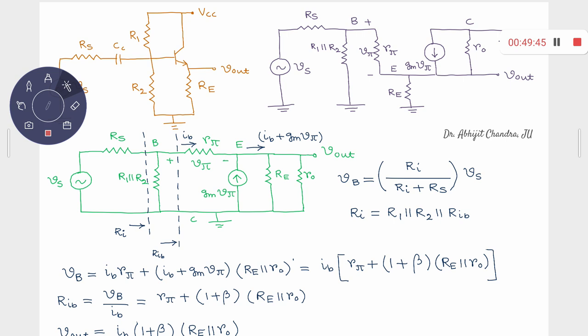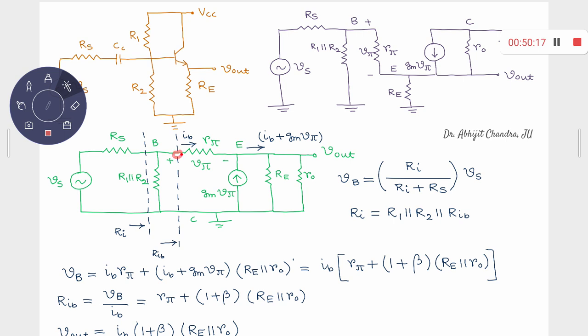Because now I can use these two parameters interchangeably, gm Vpi, or beta times Ib. So this is Ib, this is beta times Ib, this total current is (1 plus beta) times Ib. That is flowing through RE parallel ro combination. So plus this voltage, we have this voltage Ib times r pi, that is equal to Vb, right? So what we are getting, this Vb is equal to Ib into r pi plus (1 plus beta) times RE parallel ro.